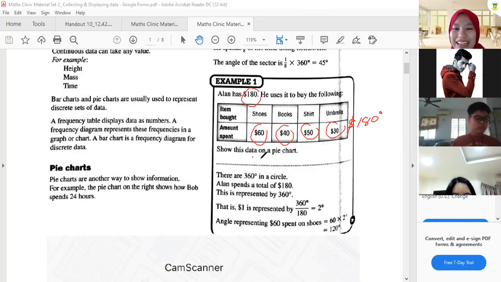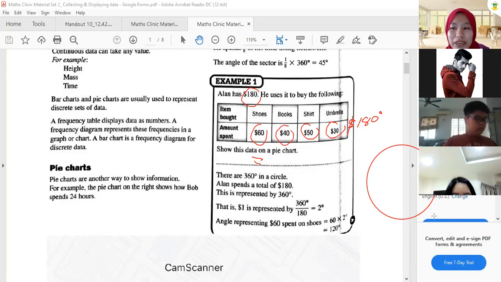So show this data on a pie chart. What you need to do first is draw the circle. When it comes to drawing the circle, I don't want you to use your water bottle or whatever circle object you have around you. I want you to draw using a protractor.